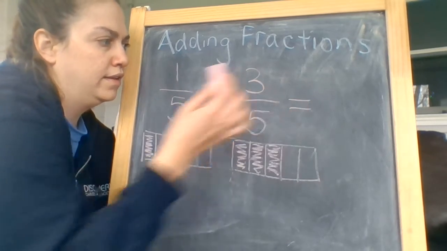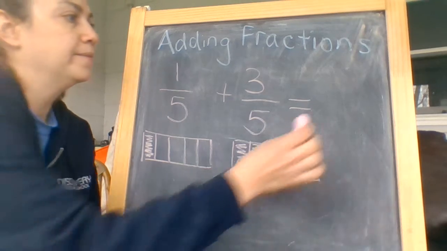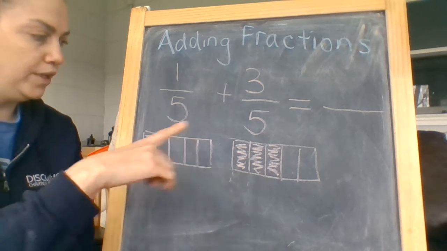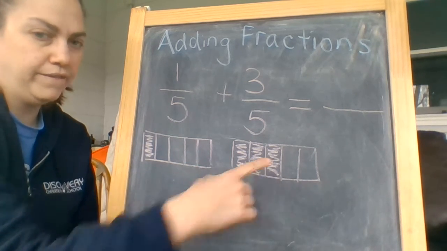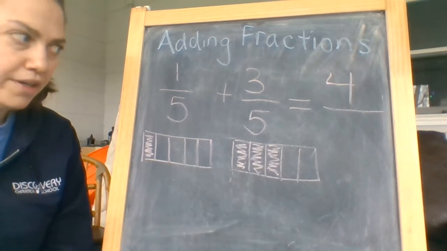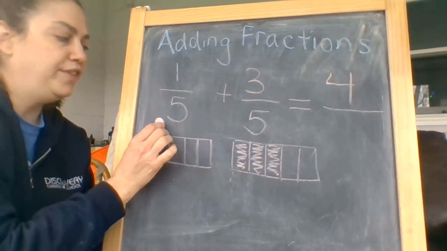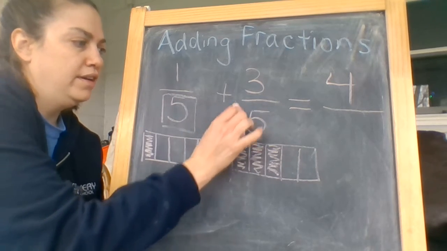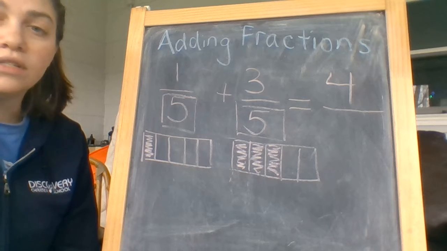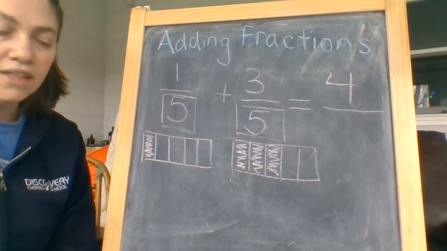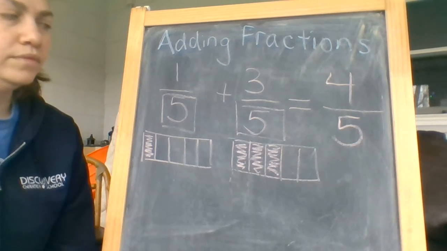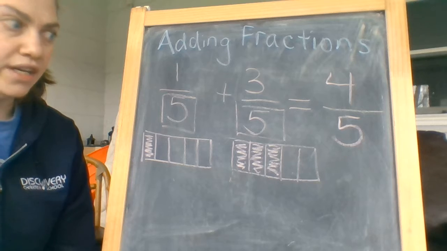Right. Let's add those parts together. How many parts did I shade in altogether? 1, 2, 3, 4. So I have 4 parts. Out of how many parts in a whole? Now, this number, the denominator, that's the number of parts in the whole. Don't add those together. I leave it the same. I have 5 in one whole. So I have 4/5 shaded in.